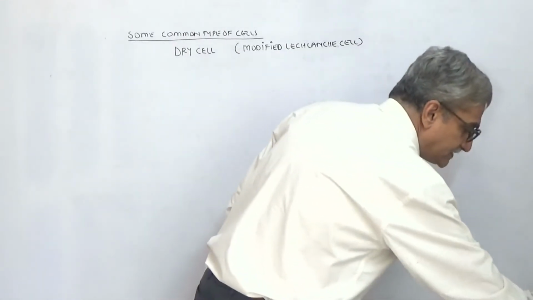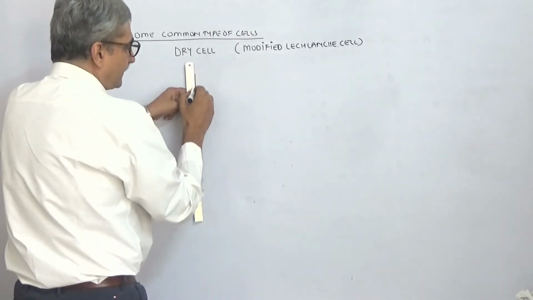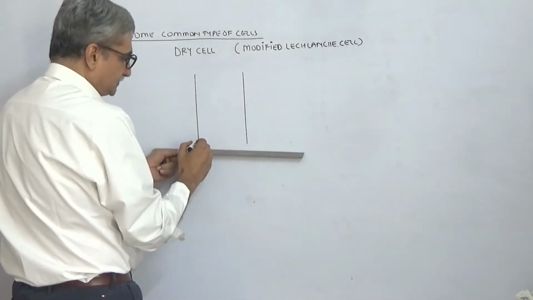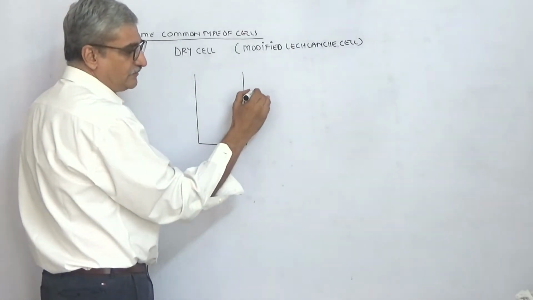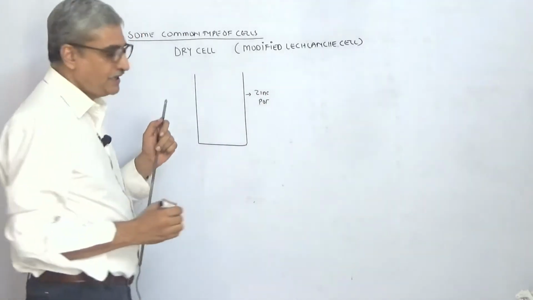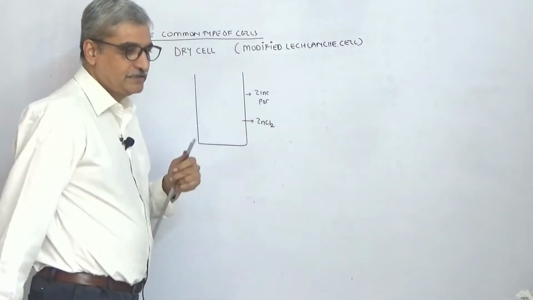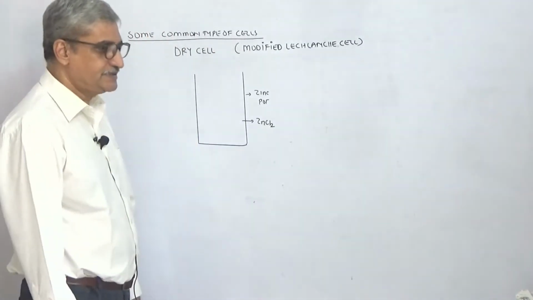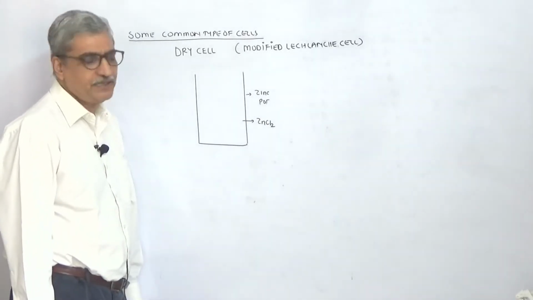Now, what does a dry cell consist of? A dry cell consists of a zinc pot, inside which we have zinc chloride. So you can see zinc metal in contact with zinc ion. Zinc metal in contact with zinc ion, that is an electrode.